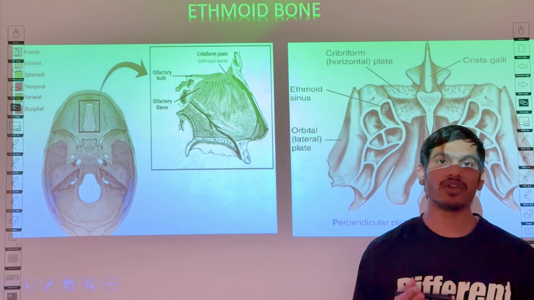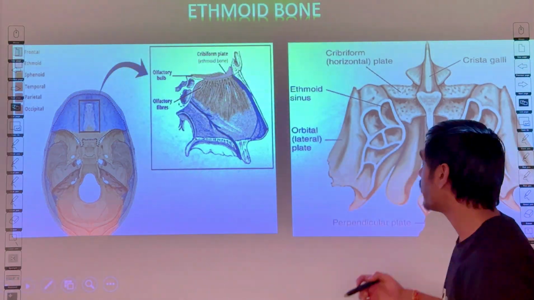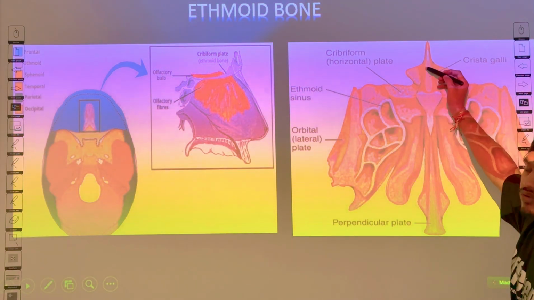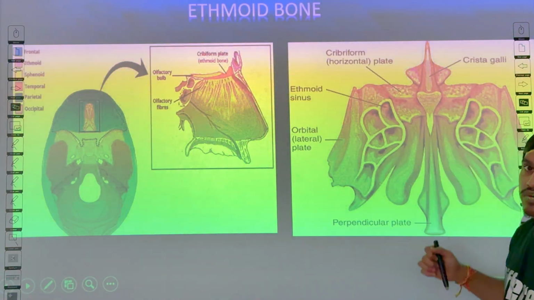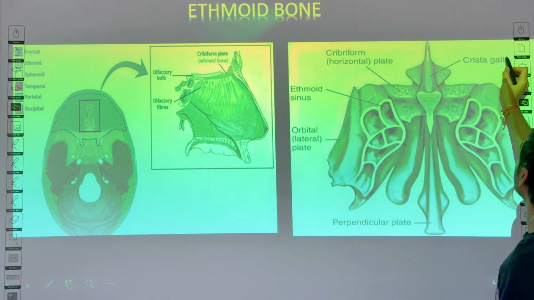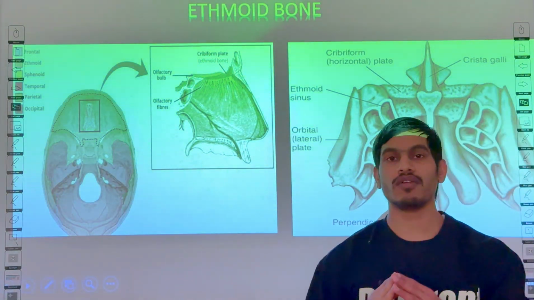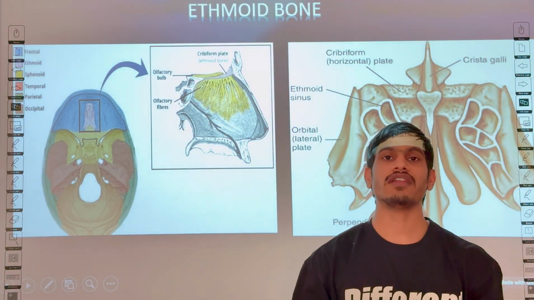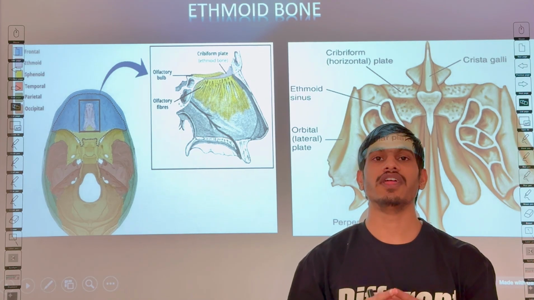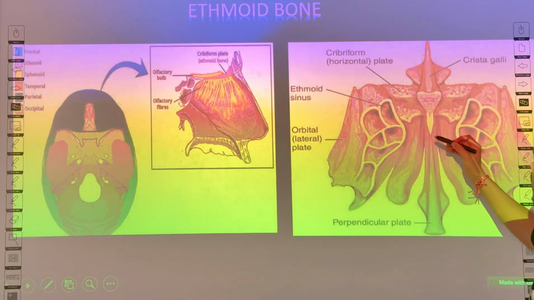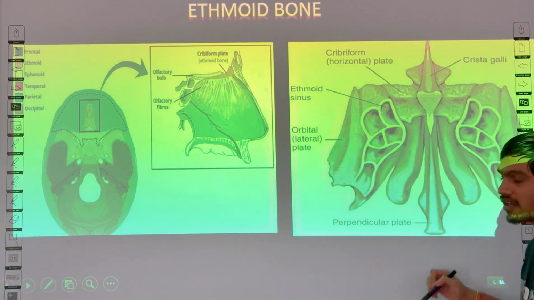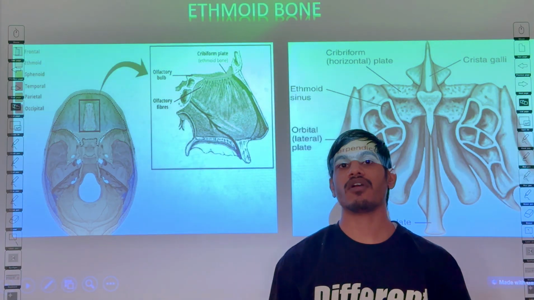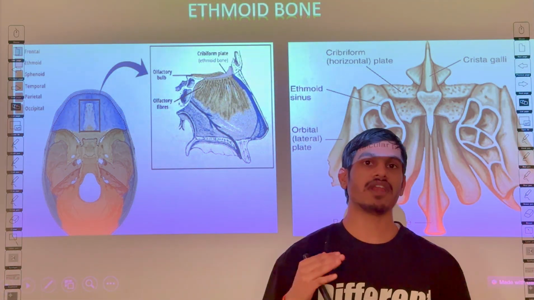Now we will see the bony landmarks of the ethmoid bone. So the ethmoid bone consists of one vertical plate and one horizontal plate. The vertical plate is subdivided into two parts. First is the crista galli, which is the triangular crest, present above the cribriform plate, which gives the site of attachment of the falx cerebri. Then the second part is known as the perpendicular plate, which is quadrilateral in shape and is responsible for the formation of the nasal septum of the upper nasal cavity.